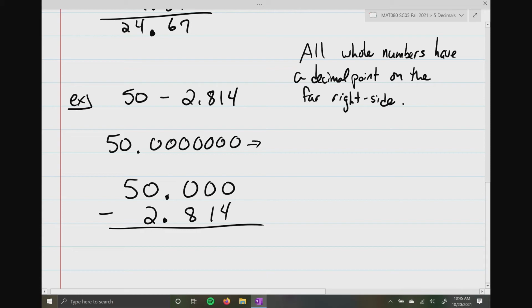So now that everything's aligned, put the decimal in your answer, and now you just subtract. And here, we got to borrow, just like you would back in chapter 1. So the 0 turns into a 10. All of these zeros turn into a 9. And the 5 turns into a 4. So 10 minus 4 is 6. 9 minus 1 is 8. 9 minus 8 is 1. 9 minus 2 is 7. And 4 minus 0 is 4. Any questions with that?